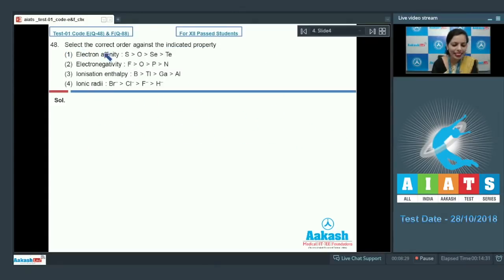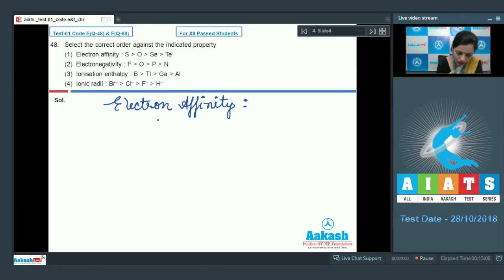Question number 48. Select the correct order against the indicated property. Electron affinity, the order is given, then electronegativity, ionization enthalpy and ionic radii. Along with that, the order of elements is given. Let's check. In the first option, we have electron affinity and the order is also given. The given elements are elements of group 16, and the correct order of electron affinity is not given here. Basically the correct order is sulfur, selenium, tellurium, and then oxygen. So in this case the order is not followed, it's wrong.